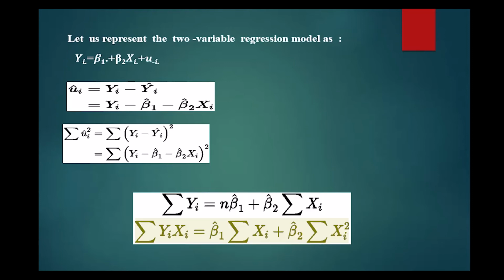We are basically taking the second normal equation, which is multiplying by xi on both sides, and finally we are getting summation yi xi equals beta 1 hat summation xi, which is related to the intercept term, plus beta 2 hat summation xi square, which is related to the slope term. So in this way, these two normal equations are derived, and they are the respective equations of the differentiation of the sum of squares with respect to the first variable, that is the intercept, and the second variable, which is the slope coefficient.